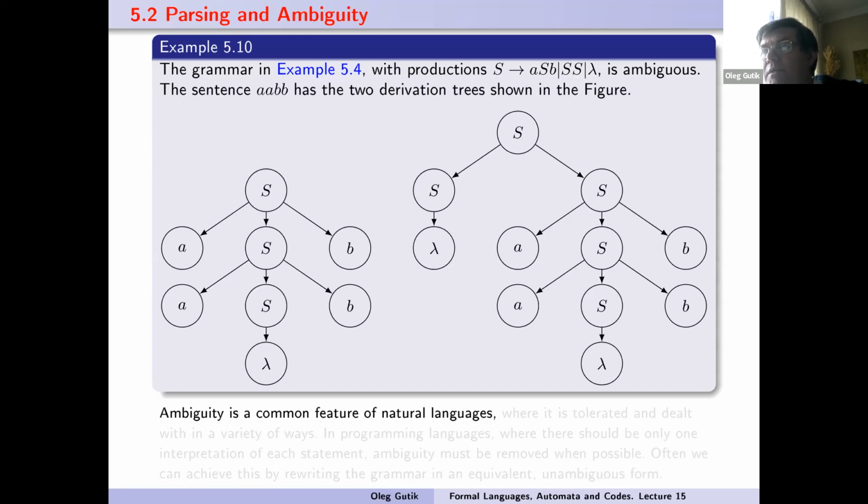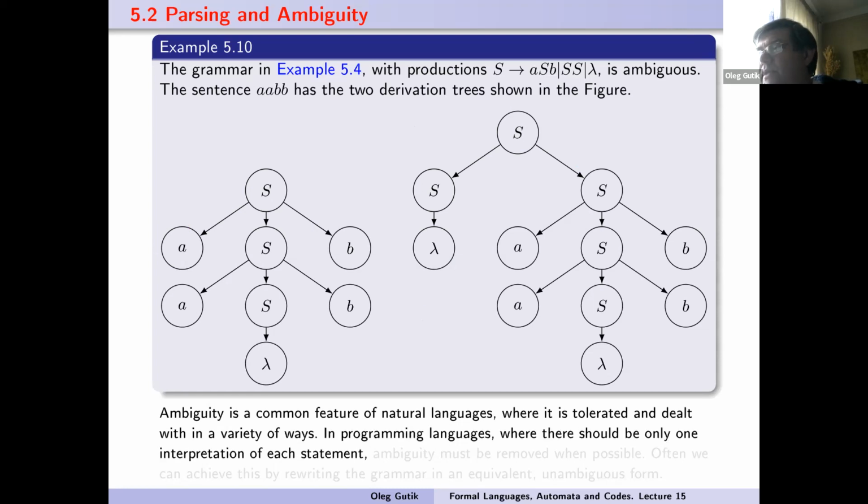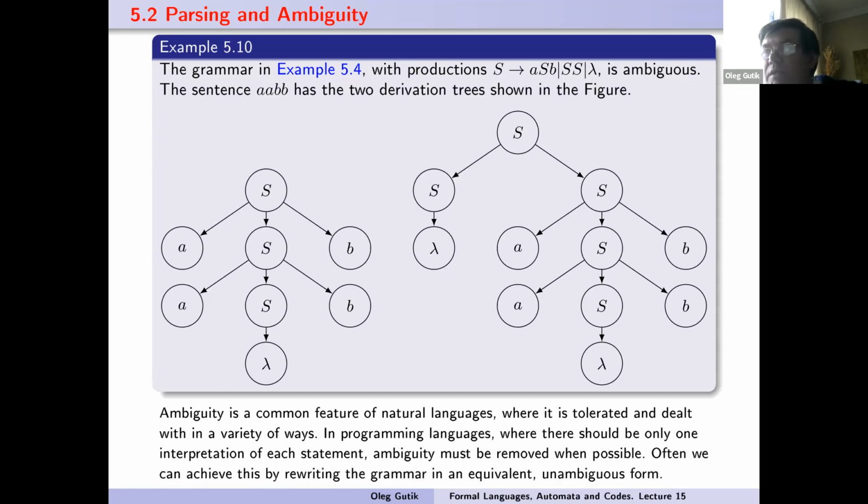Ambiguity is a common root of the natural languages, where it is tolerated and dealt with in a variety of ways. In programming languages, where there should be only one interpretation of each statement, ambiguity must be removed when possible. Often, we can achieve this by writing the grammar in an equivalent unambiguous form.